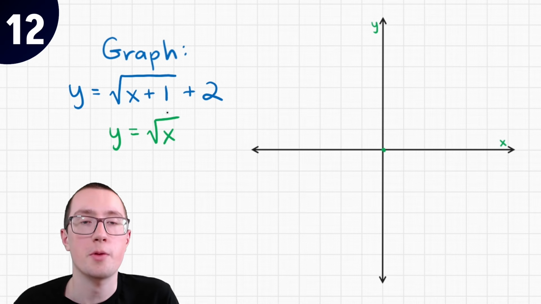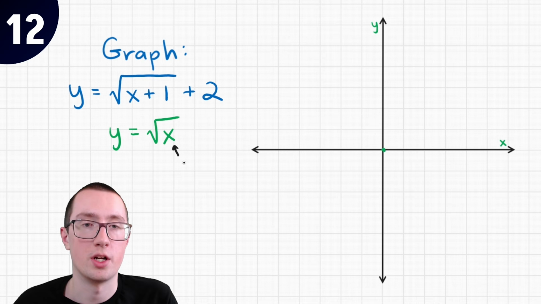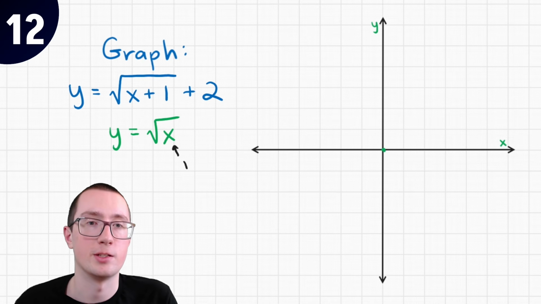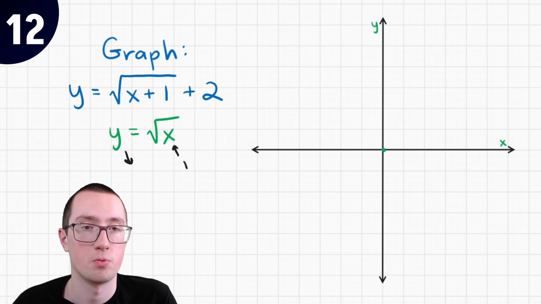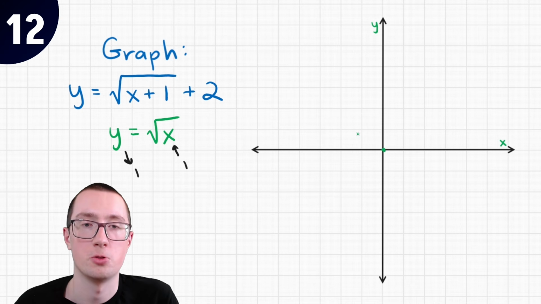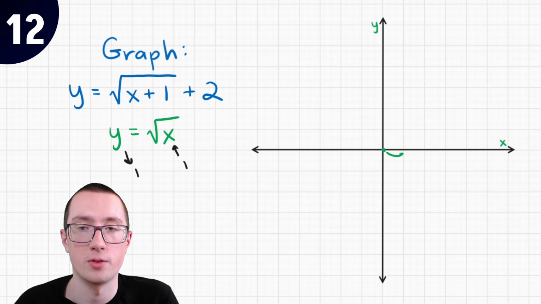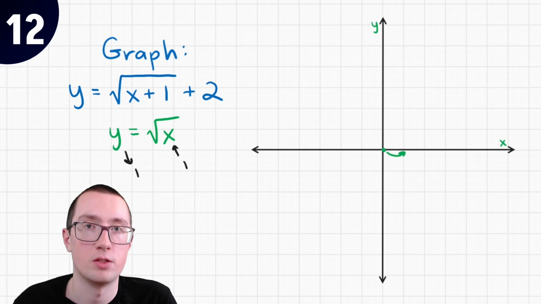That'll go right here. What if I plug in 1 for x? Well, the square root of 1 is 1. So I get out 1 for y. So x being positive 1, x is left and right, and positive numbers go to the right. So we need to move 1 square to the right. And then y is 1, y is up and down, and positive numbers go up. So we need to move 1 square up, and here's our point right here.